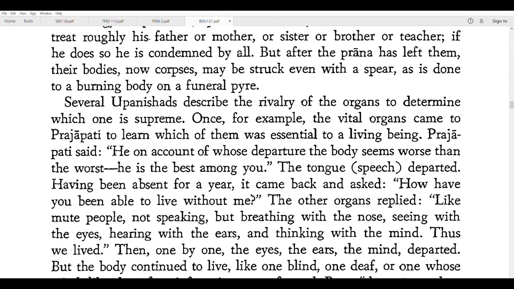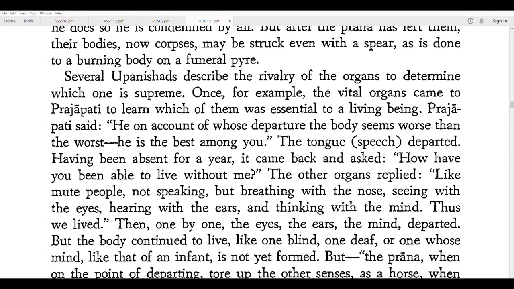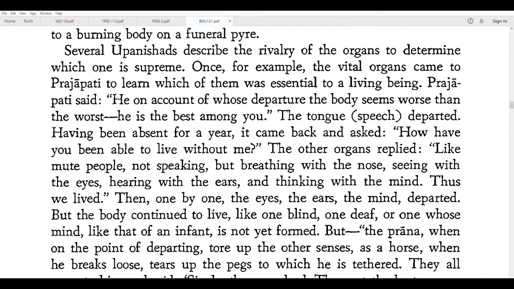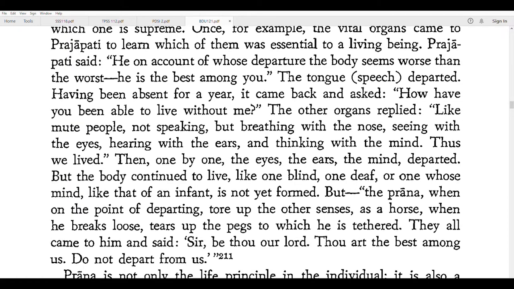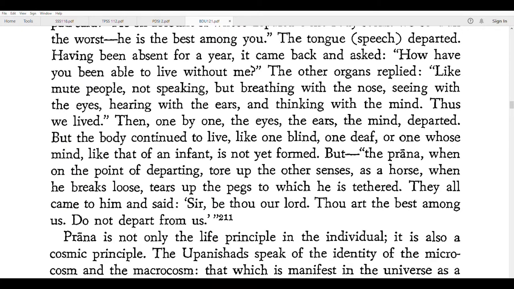Thus we lived." Then one by one the eyes, the ears, the mind departed, but the body continued to live, like one blind, one deaf, or one whose mind, like that of an infant, is not yet formed. But the prana, when on the point of departing, tore up the other senses as a horse, when he breaks loose, tears up the pegs to which he is tethered. They all came to him and said, "Sir, be thou our Lord, thou art the best among us, do not depart from us."